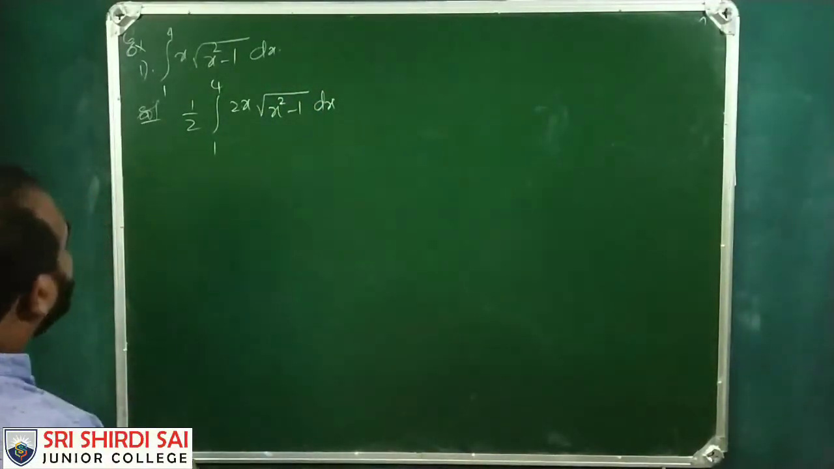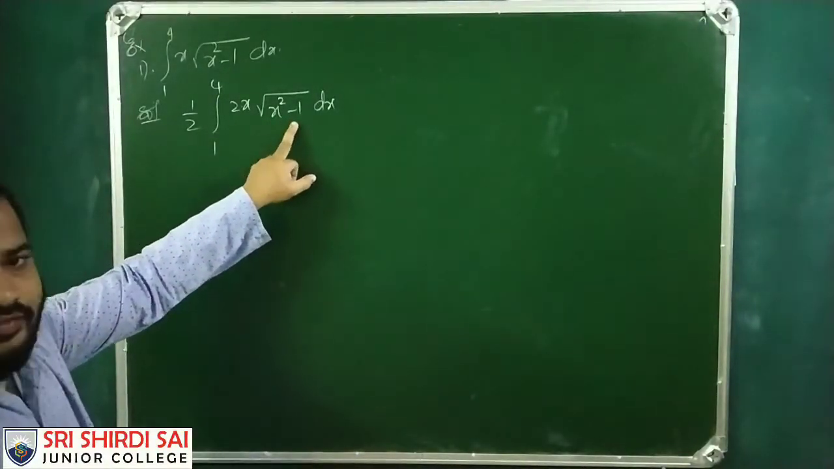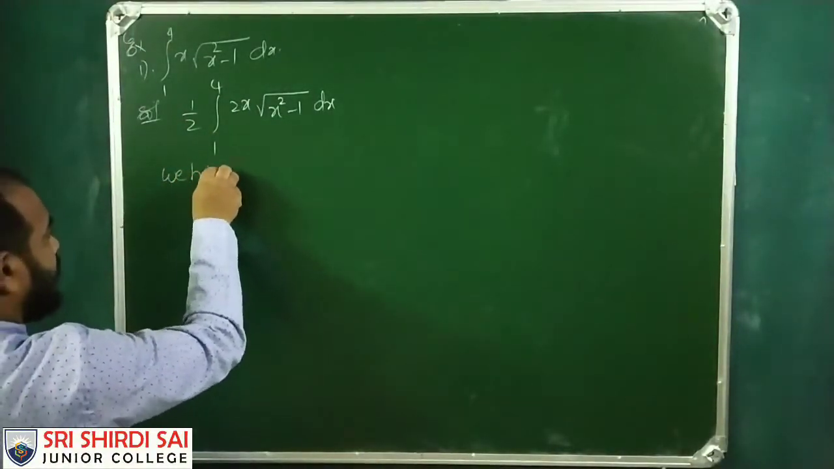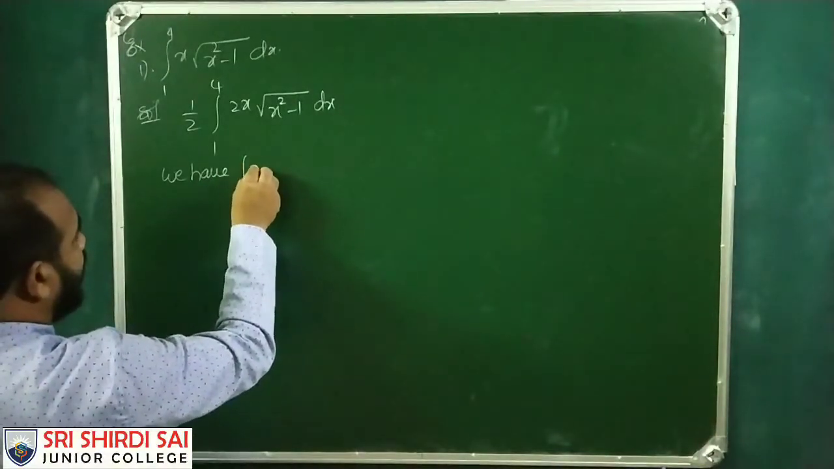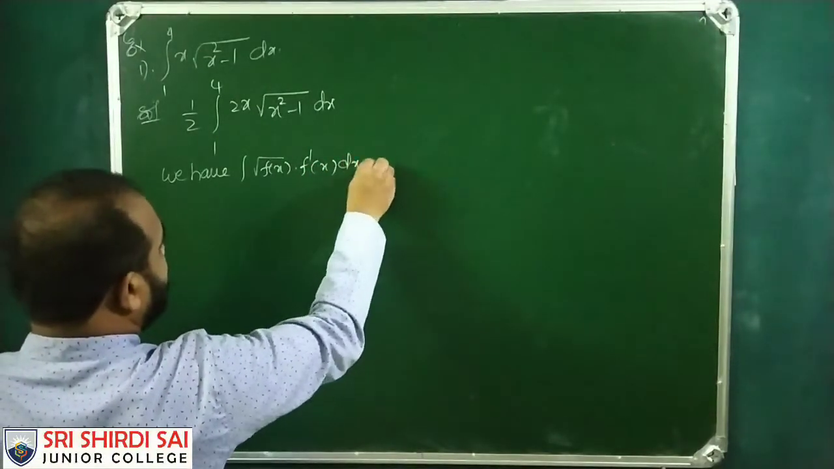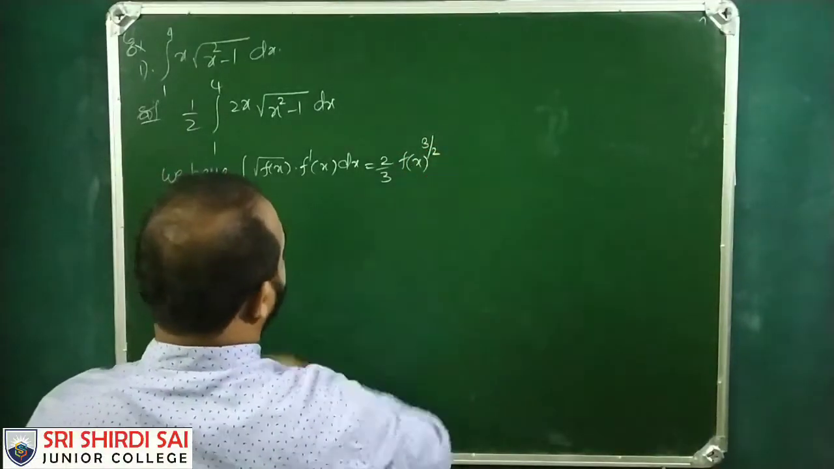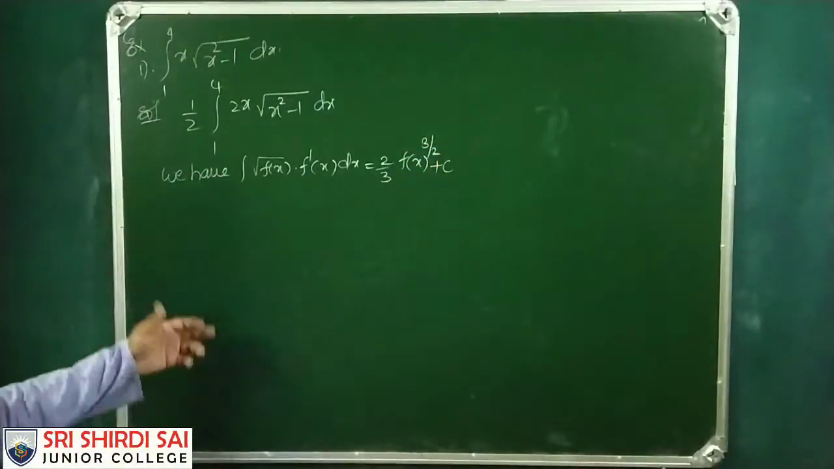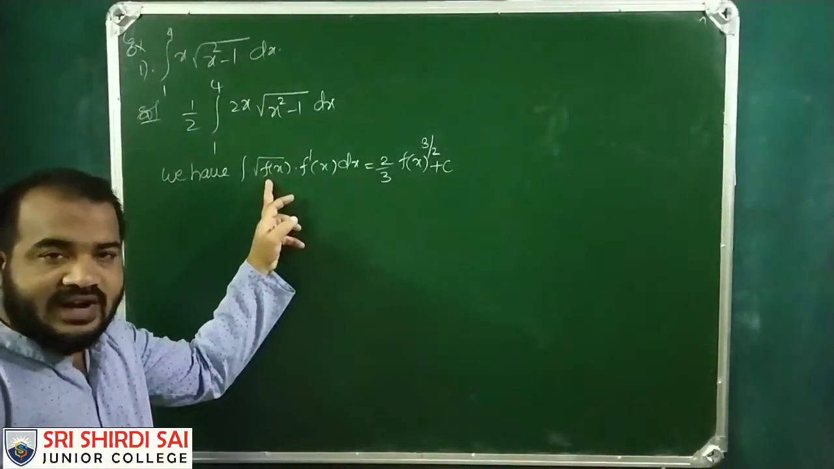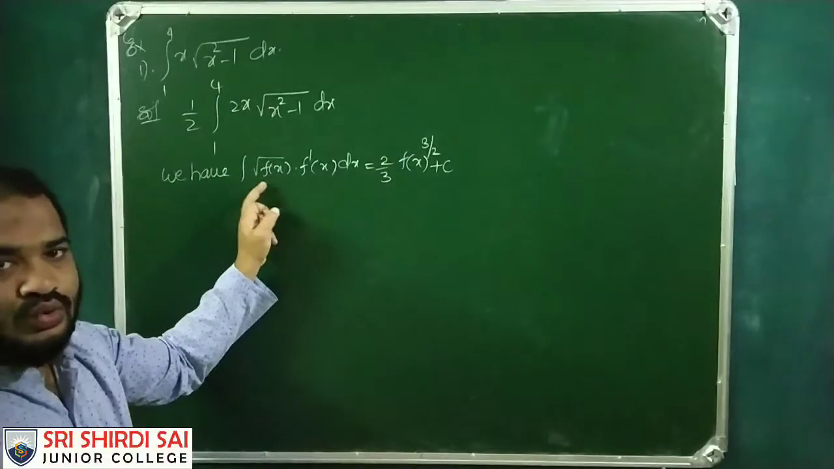So now we have a formula for f dash x into root of f of x dx. What is the result? We have integral root f of x into f dash x dx is 2 by 3 f of x whole power 3 by 2 plus c. How do we get this? This is of the form f of x whole power n into f dash x, giving f of x whole power n plus 1 by n plus 1. Here power n is 1 by 2, root na.